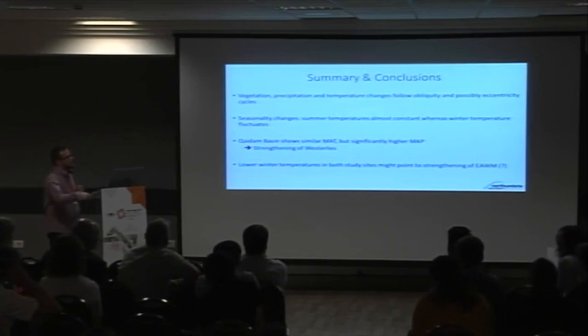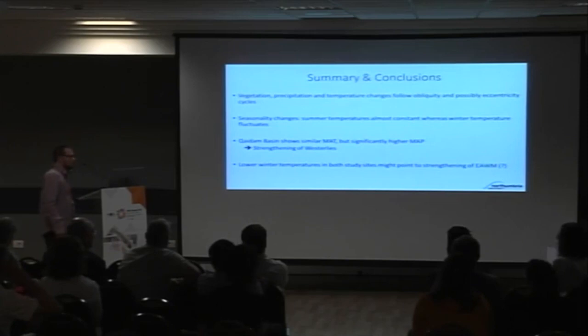And in the Sidon Basin, we saw that we have significantly higher mean annual precipitation, which might suggest a strengthening of the westerlies. Now, in both of our records, we have lower winter temperatures, which might indicate a strengthening of the East Asian winter monsoon, which has been indicated previously by other authors.